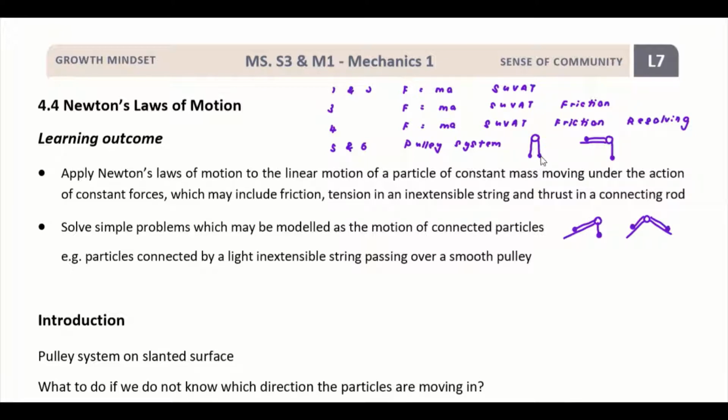Because if this one is heavier, then it's going to move in this direction. If this is heavier, then it's going to move in the other direction. It's the same thing for this one, so you only have two cases. The first one is that this particle has a large enough mass that it creates a weight enough to overcome the weight of this particle and also the friction, and then the pulley system will move.